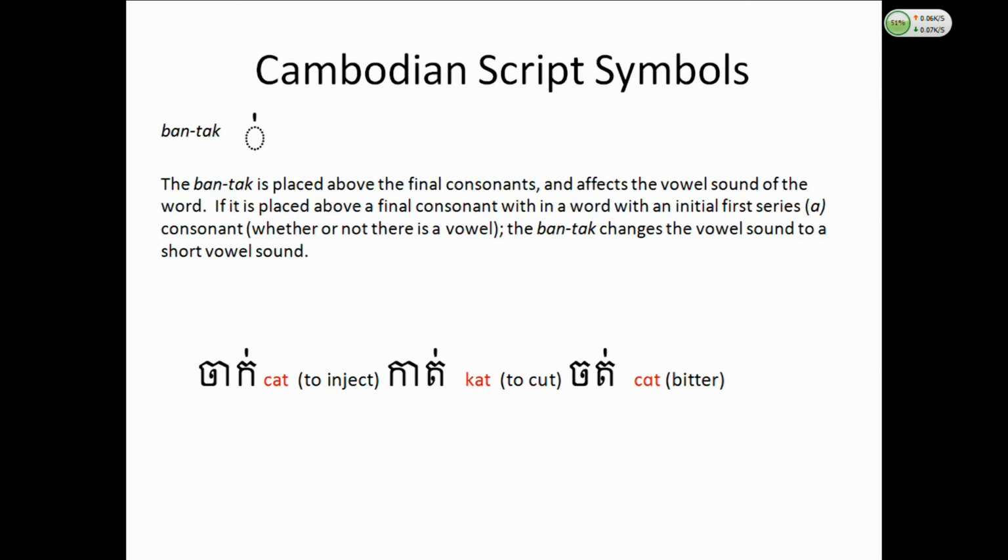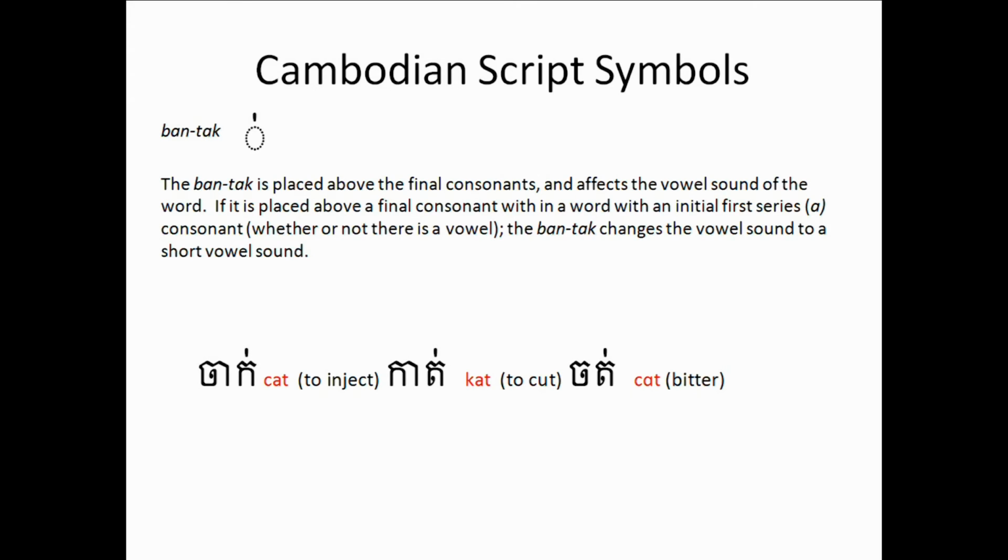Alright, now we're going to take a look at the symbols or marks that are associated with the Cambodian script. If you take a look at Khmer script, or spend time in Cambodia, you'll notice that apart from consonants and vowels and subconsonants, there are also marks above and below the script itself. Alright, so what do these marks mean? We're going to take a look now at the most common mark, which is the Bon Tok.